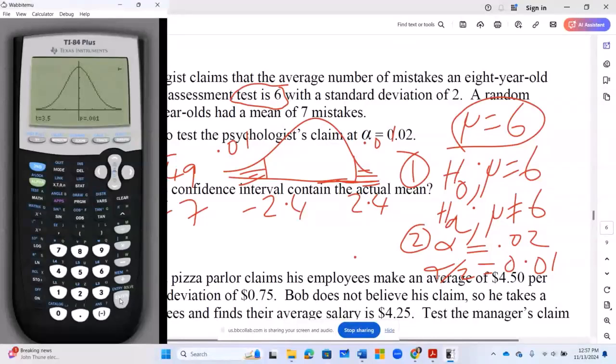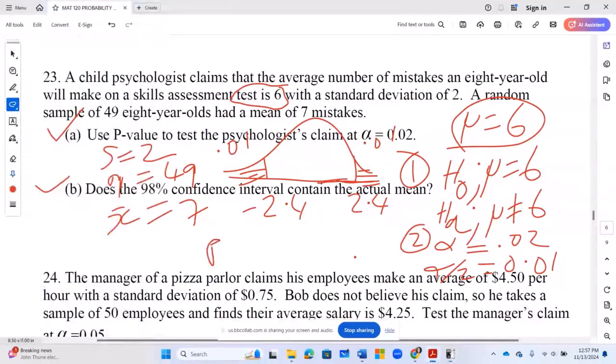So the critical value is 3.5. Alpha is 0.01. So since alpha is 0.01, p-value is less than alpha. So p-value is less than alpha. So alpha is 0.01, actually 0.02. But p-value is less than alpha. So we reject the null again. So we're going to reject the null.